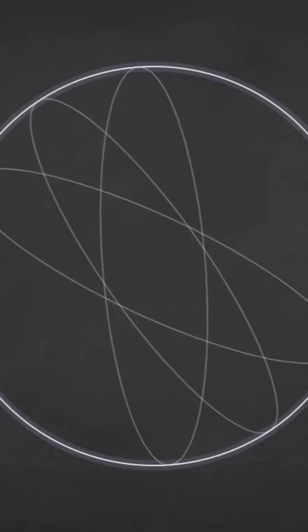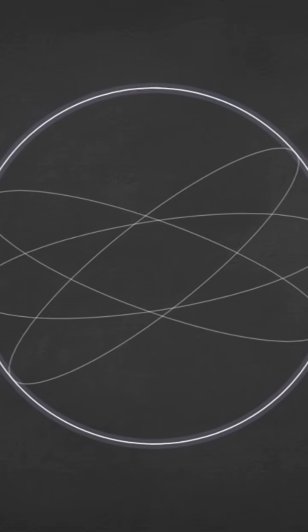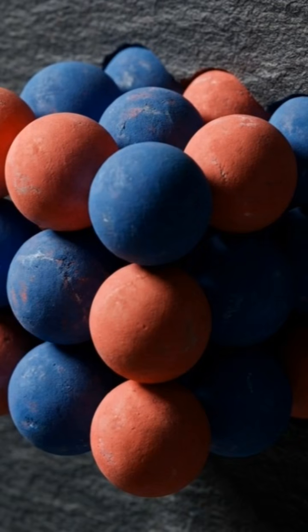To grasp the spatial disparity of an atom, consider its total volume. If we shrink that outer boundary inward by a factor of 100,000, we reach a cluster measuring just 10 to the minus 15 meters. All chemical identity is locked inside this small, dense core.